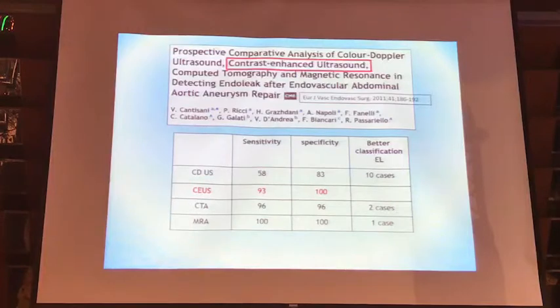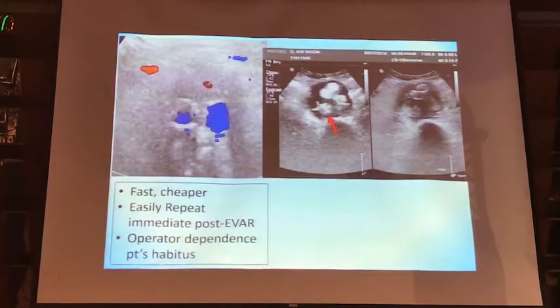This is the contrast-enhanced ultrasound. The specificity and sensitivity are very high. Here you can see the color Doppler image. You cannot see any endoleak, but when you inject the contrast material through the basilic vein, after several seconds you can see the endoleak is here.